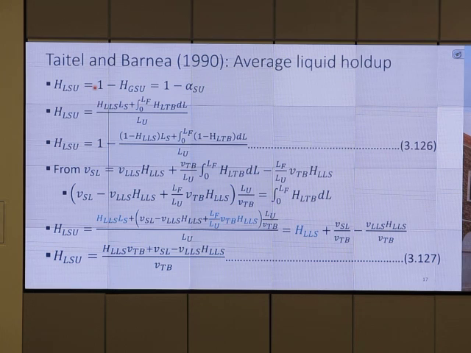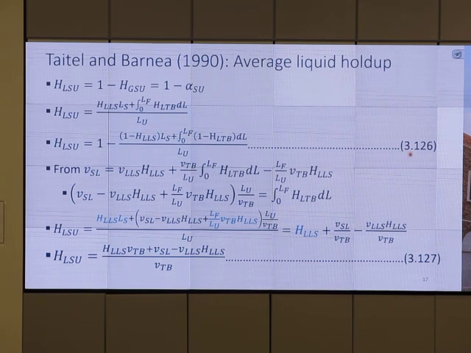HLSU equal to 1 minus alpha. Okay, 1 minus alpha. Alpha is the void fraction. So to calculate void fraction, we use the same approach. This one. So instead of h, we use alpha, or 1 minus h. So HLSU also equals this, right? Same approach that we did earlier, but this time has 1 minus. So second term is alpha, 1 minus alpha is h. And this is equation 3.126.